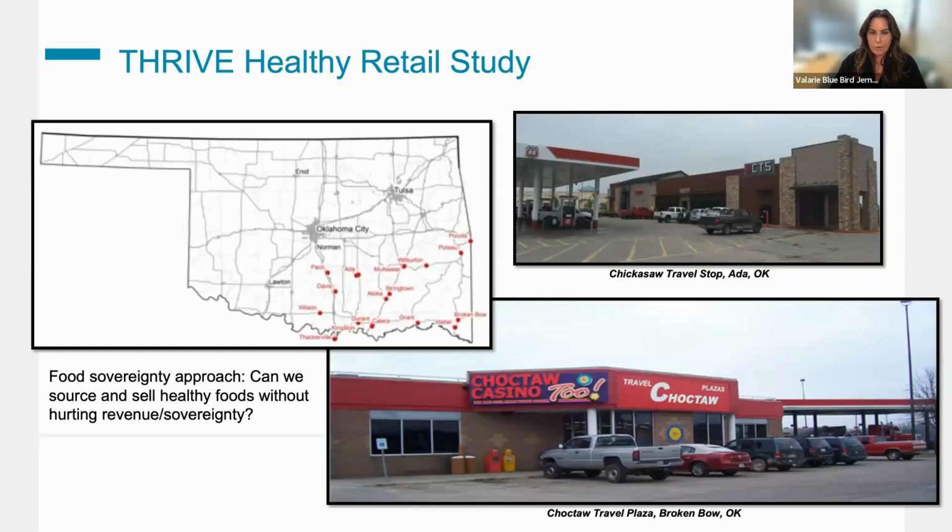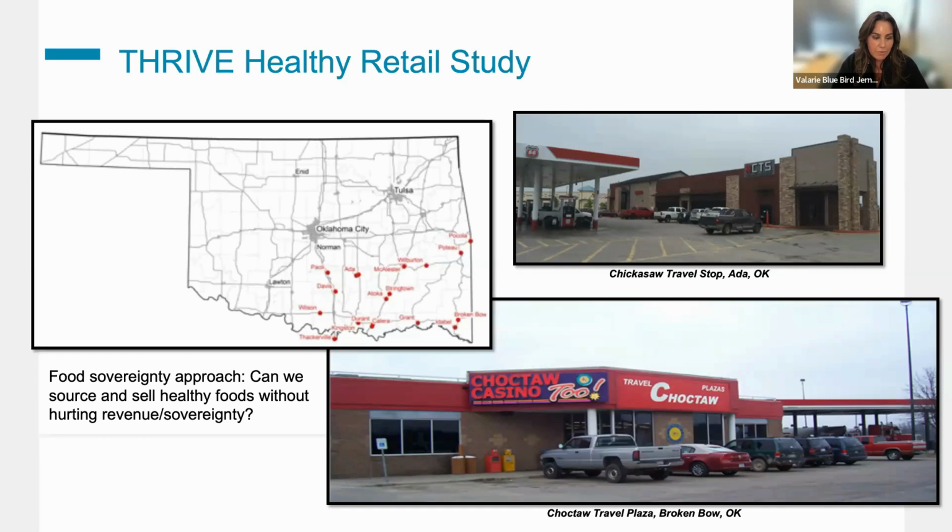I can share with you an example of what this looks like within 2 large Native nations in Oklahoma. So this was an R01 funded by NHLBI, and it just recently ended. And this was the Thrive Healthy Retail Study. And so the tribal nations we worked with were the Chickasaw Nation and Choctaw Nation of Oklahoma. And if you look at the map of Oklahoma, you can see these 2 large Native nations comprise pretty much the southeast corner of the state. Both of them have approximately 11 to 12 counties, and they're quite large.